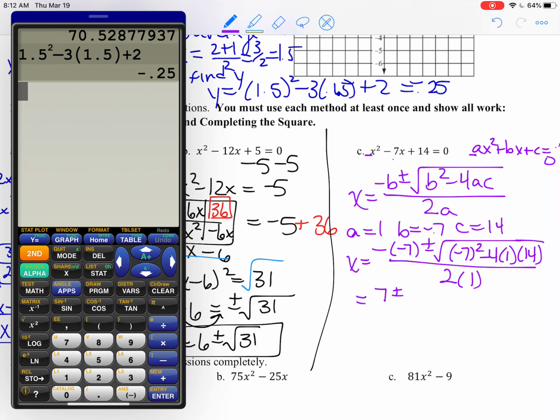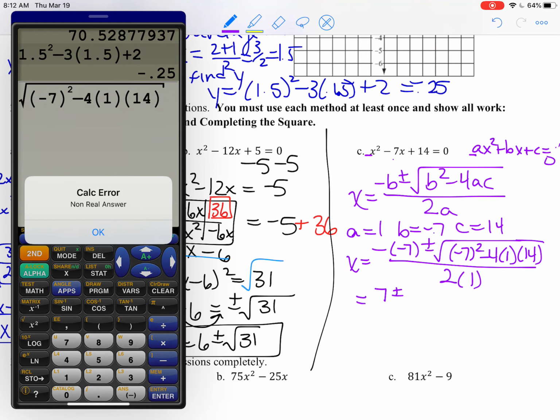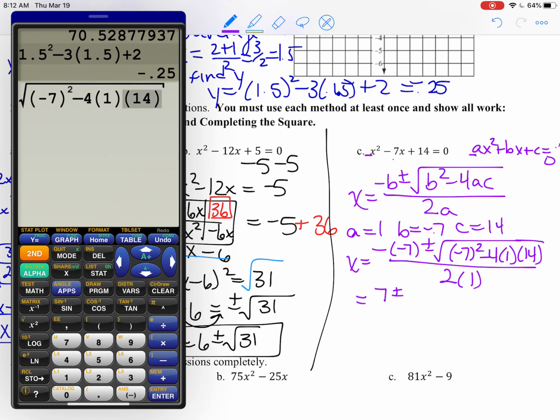Now I'm just going to type in, watch what happens when I put the square root in there. All right, second square root, and watch what happens. I get an error. So the reason is it says non-real answer. Well, that means I'm going to end up with a negative in my square root. So I can't. So I need to clear that. So don't put the square root in there. I don't want the decimals. Just put the values.